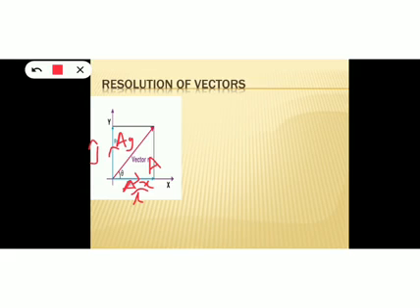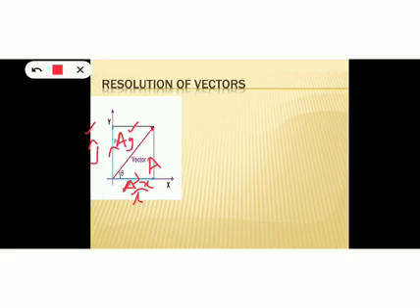And here ax is parallel to i cap, isn't it? Because both ax and i cap lie along the same direction, and ay is parallel to j cap, because both j cap and ay lie along the same direction.